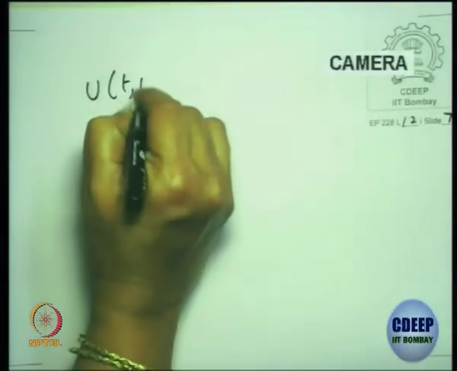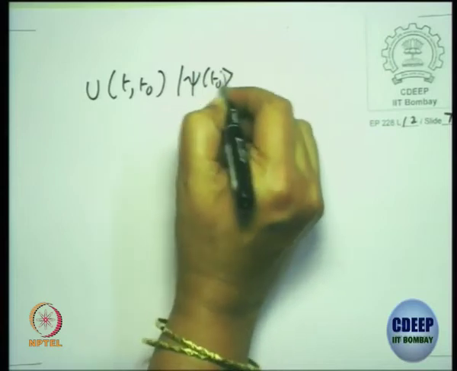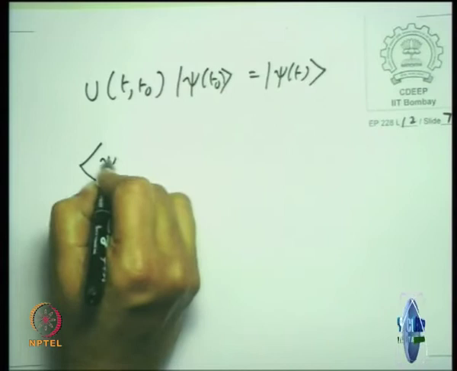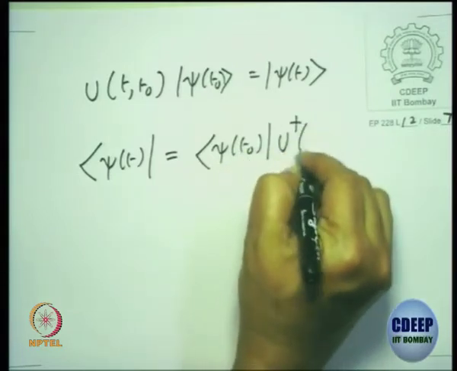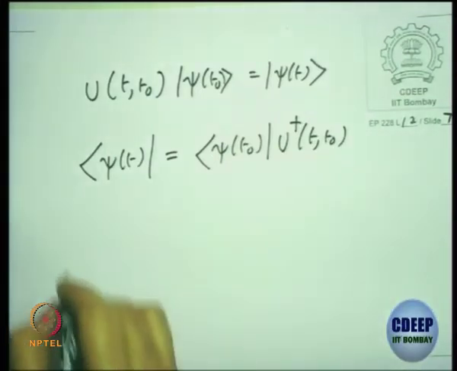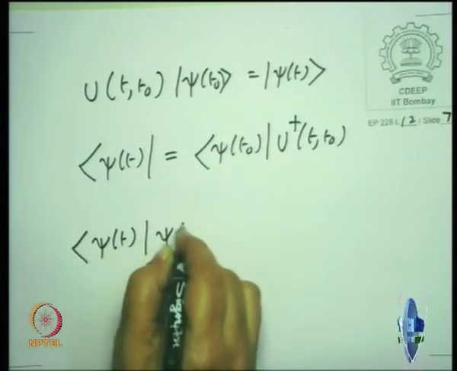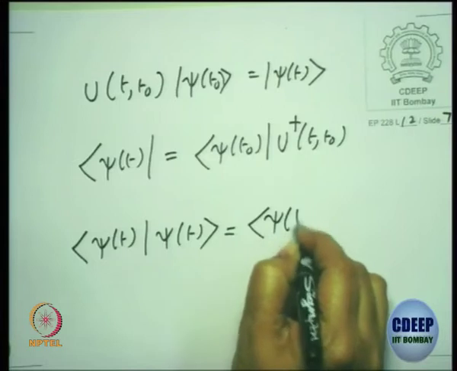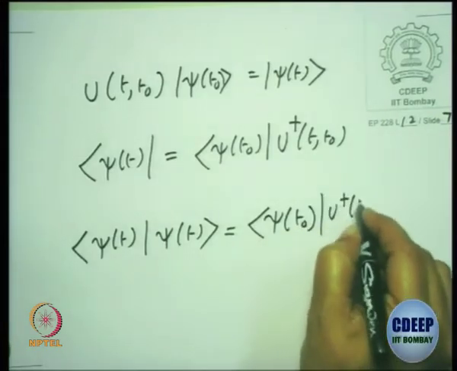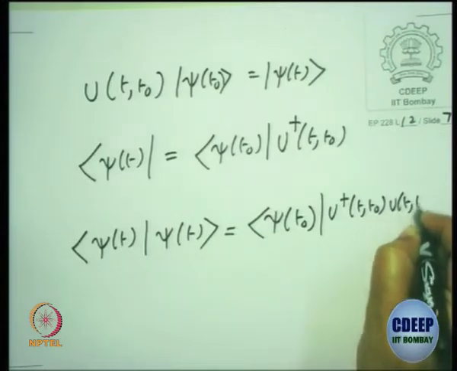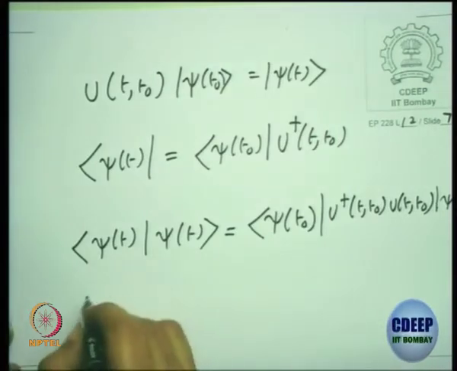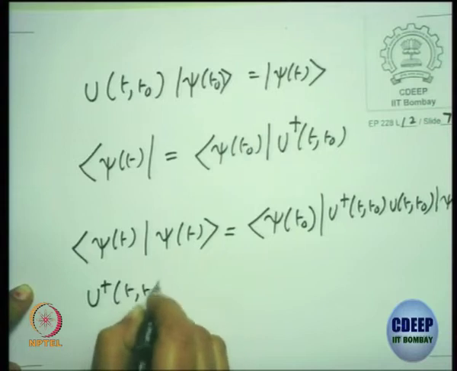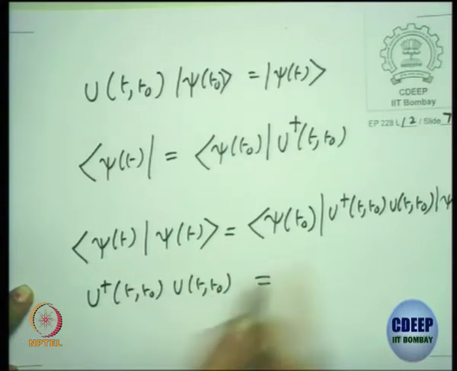U dagger U is identity. So this is the beauty, that U(t, t naught) operating on psi of t naught, we call this as psi of t. If I want to write what is the bra psi of t, I would have written this as psi of t naught U dagger of (t, t naught). So the inner product of psi of t with psi of t is the same as psi of t naught U dagger(t, t naught) U(t, t naught) psi of t naught, right? And U dagger U is going to be identity.